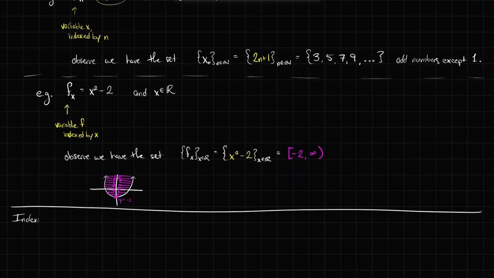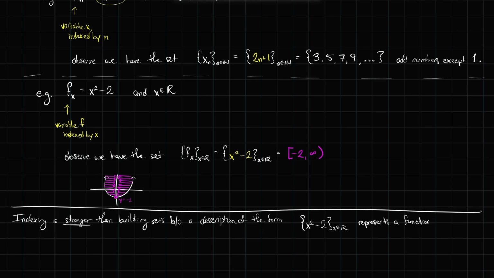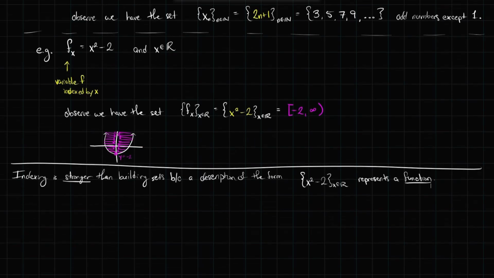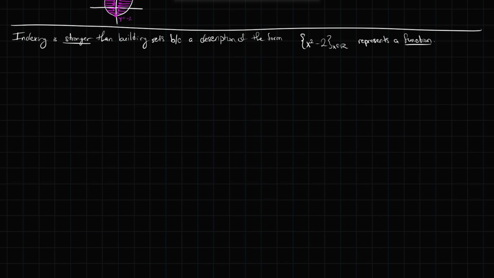So indexing is stronger than building sets because a description of the form x squared minus 2, x in R, represents a function. And I think everybody agrees that it represents a function. You were probably all recognizing that from the beginning. And in fact, the function, where the domain is the indexing set, R, right? Because R right here is my indexing set, that's going to be the domain.